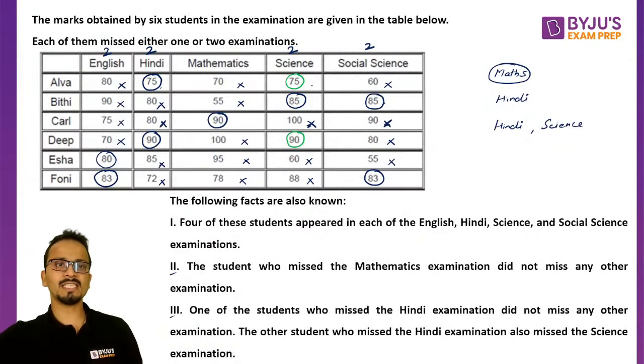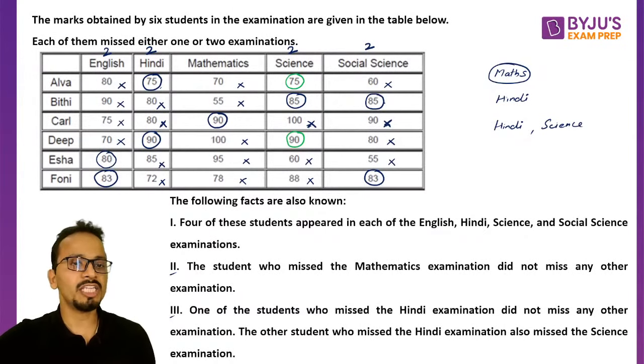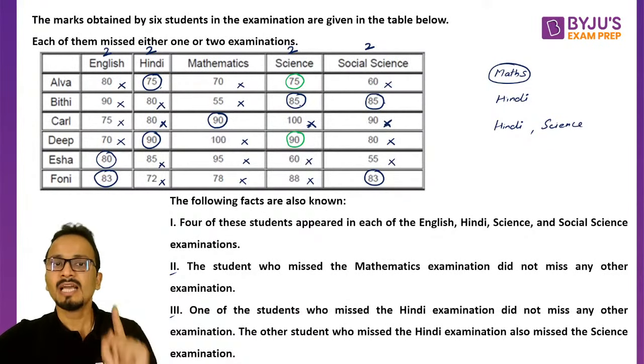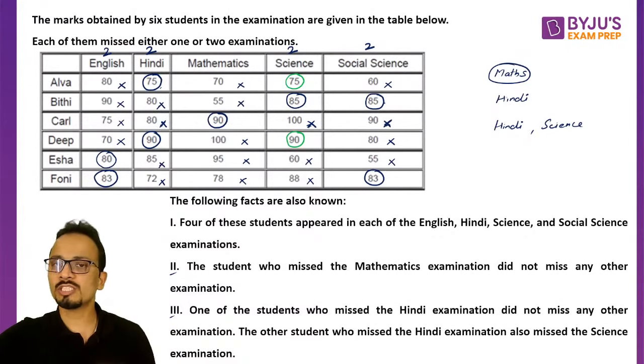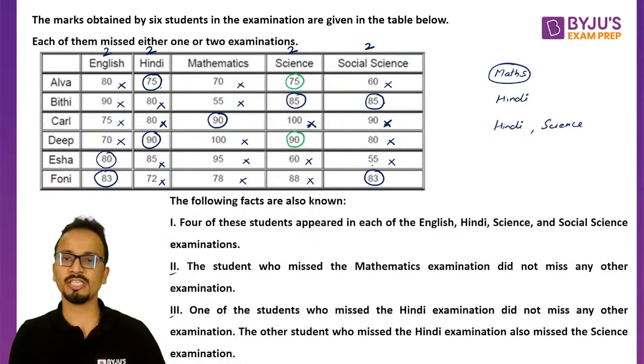Okay, so that's it. English is missed by Isha and Phony. Hindi is missed by Alva and Deep. Maths is missed by only one person, that is Carl. Science is missed by Bithi and one of Alva and Deep. And social science is missed by Bithi and Phony. That's all. This question is over.